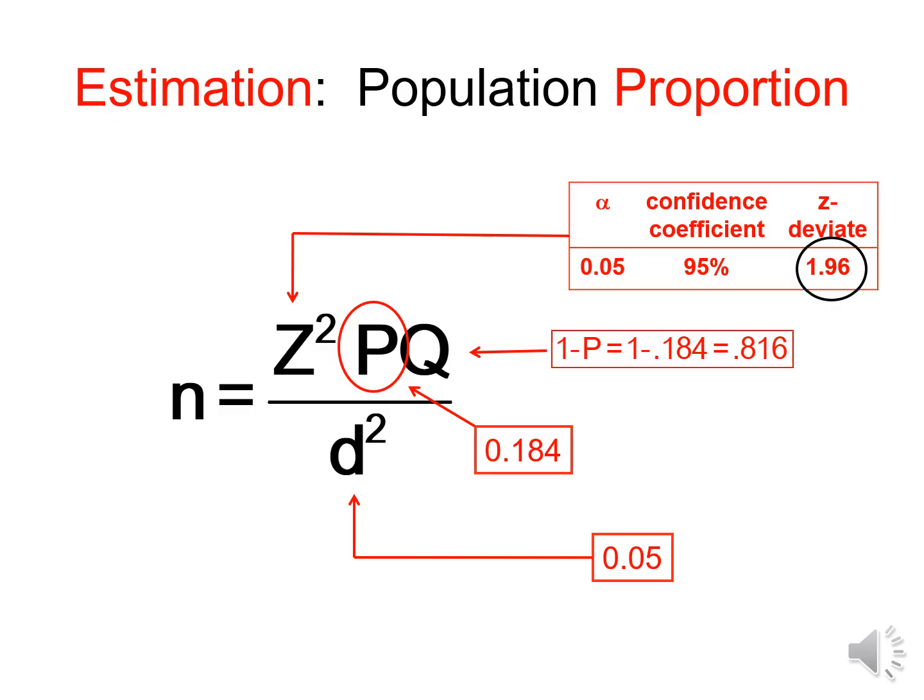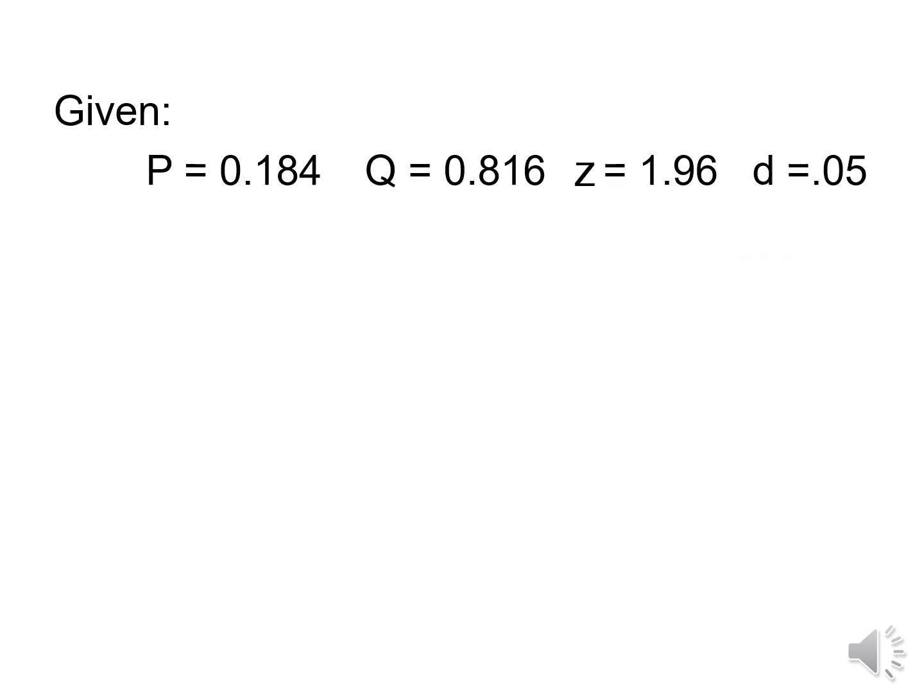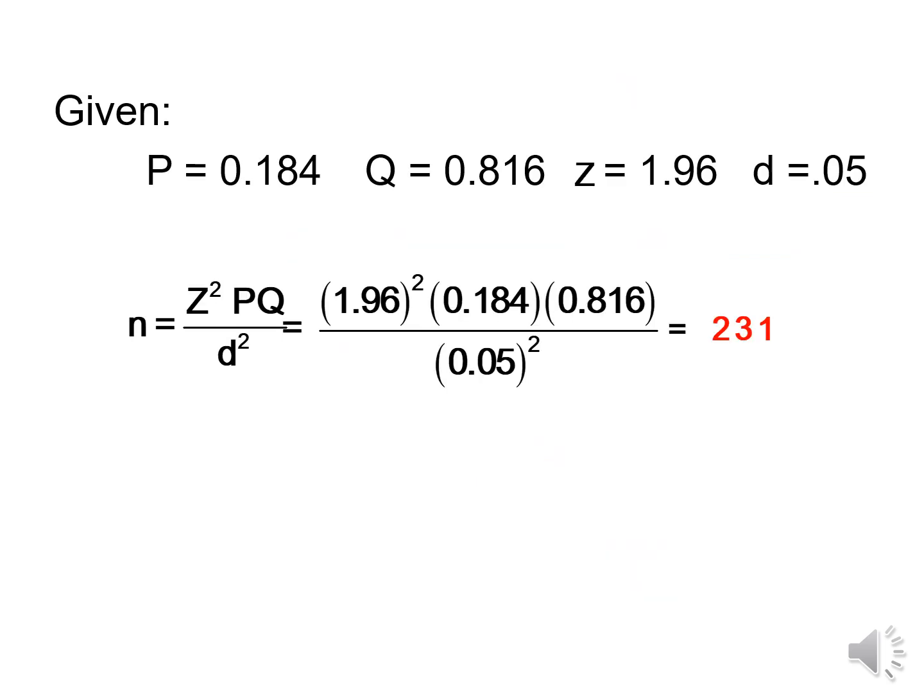1 minus 0.184, equivalent to 0.816. Plugging these values into the formula will give you 231 patients with pulmonary tuberculosis.